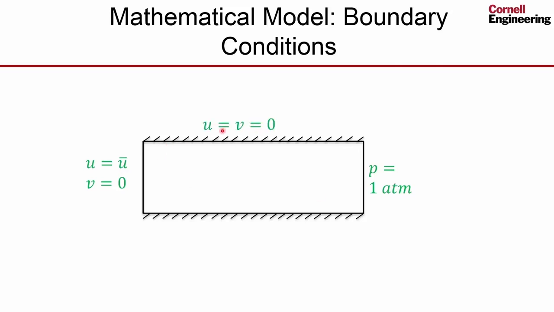At the top boundary, both components of velocity are equal to 0. That's a no-slip condition. And similarly at the bottom boundary. So we have 3 velocity boundary conditions and 1 pressure boundary condition. That completes the definition of the mathematical model.